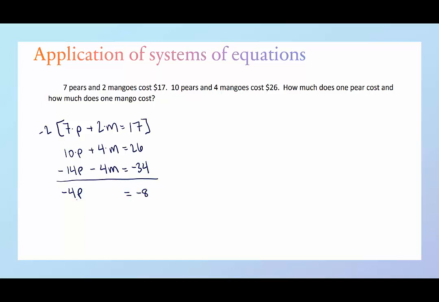Now to get p by itself, we'll divide both sides by -4. I'm encouraged that both things are negative. It'd be kind of weird if the pears cost negative money. And we figure out that 1 pear is $2. So that's the cost of 1 pear.